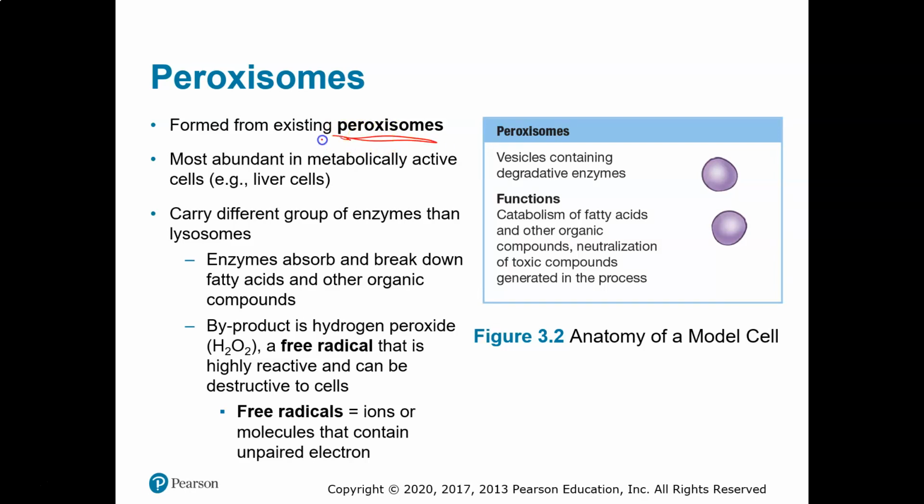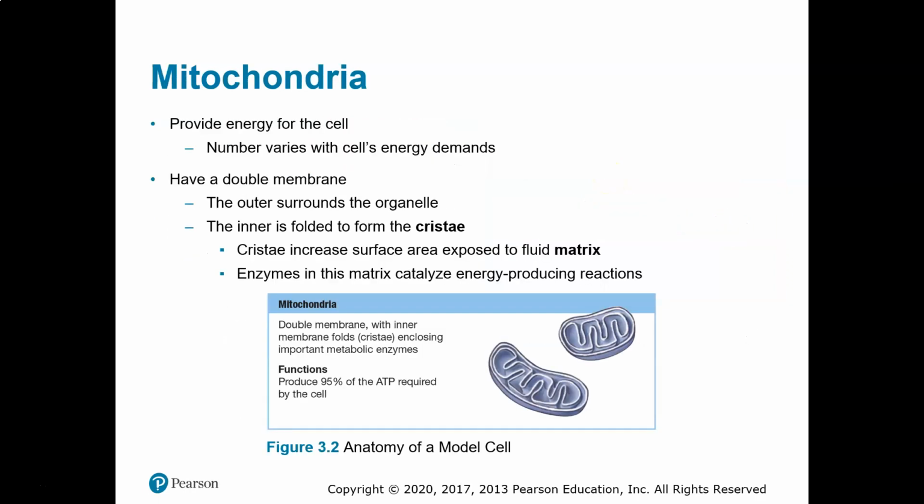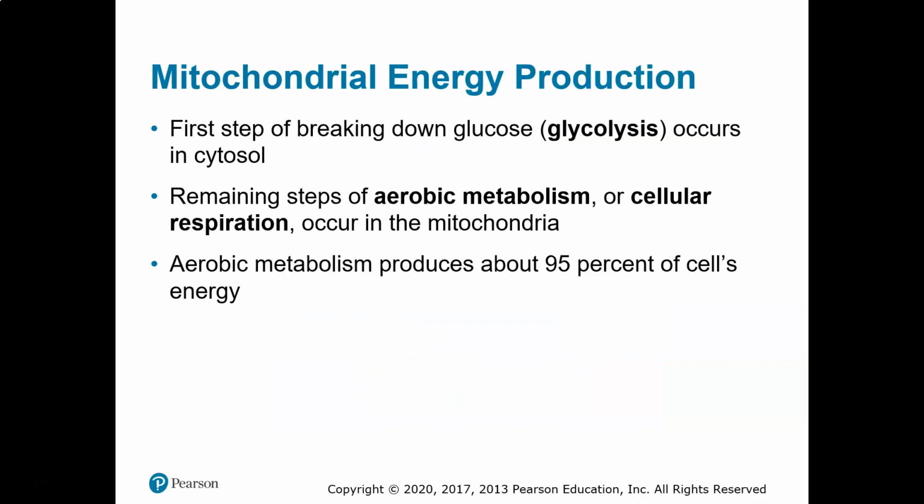Peroxisomes are similar to lysosomes, but they are primarily involved in breaking down fatty acids. Mitochondria are responsible for producing almost all the ATP required by the cell through the process of cellular respiration. The first step of cellular respiration is breaking down glucose. It's called glycolysis. And the remaining steps of cellular respiration, or aerobic metabolism, occur inside the mitochondria.